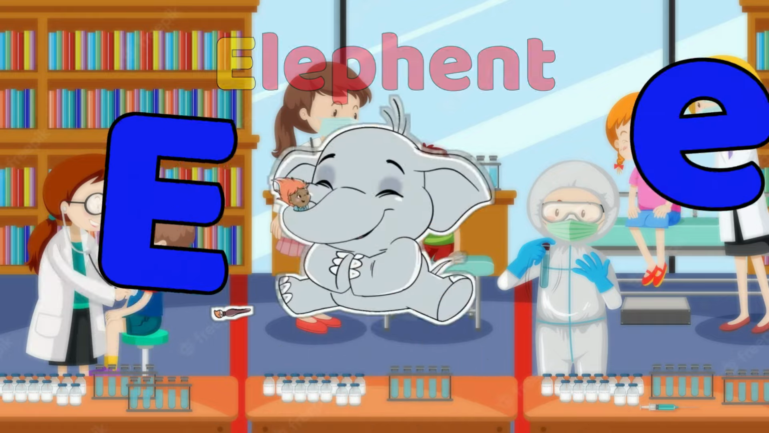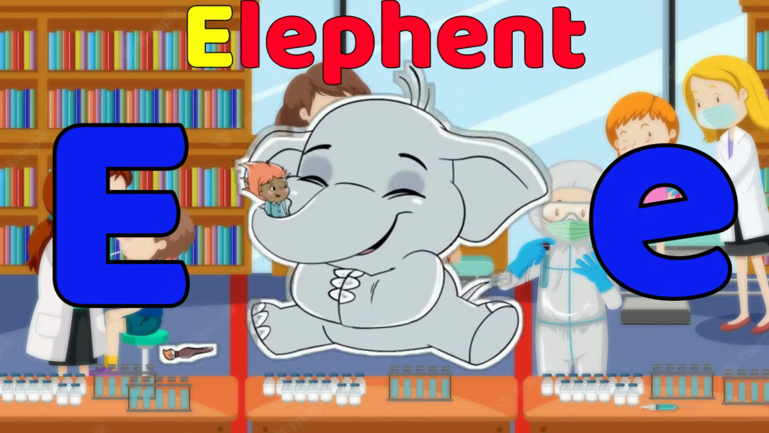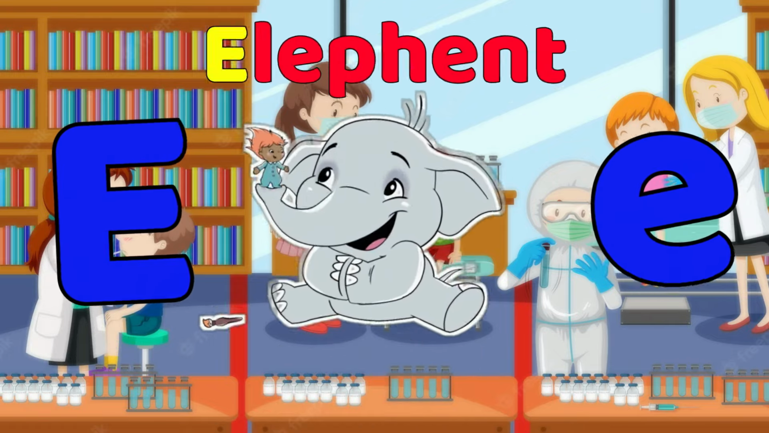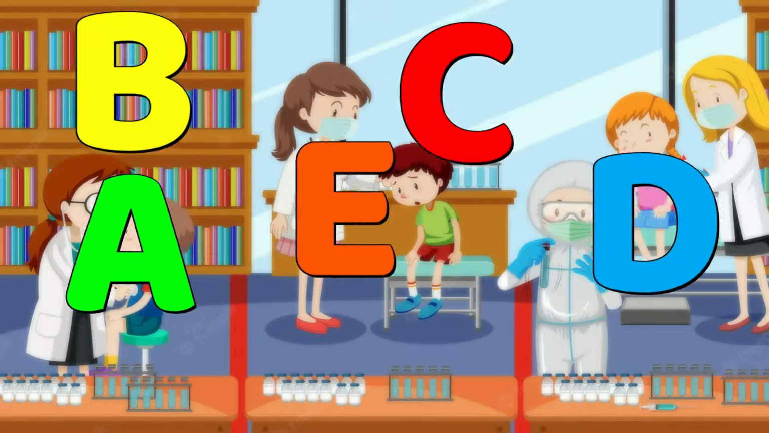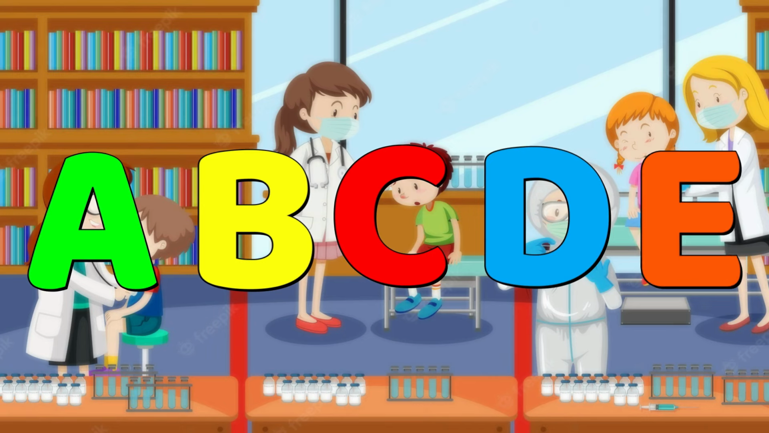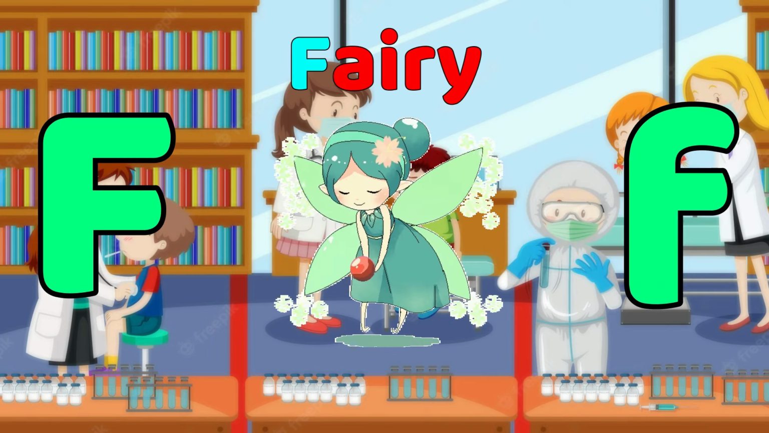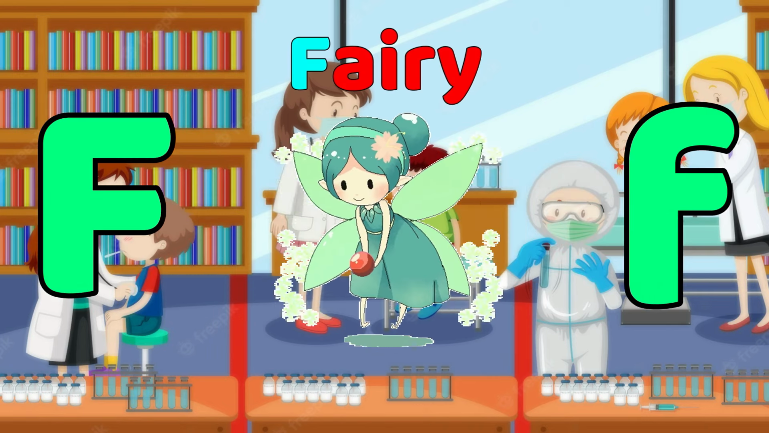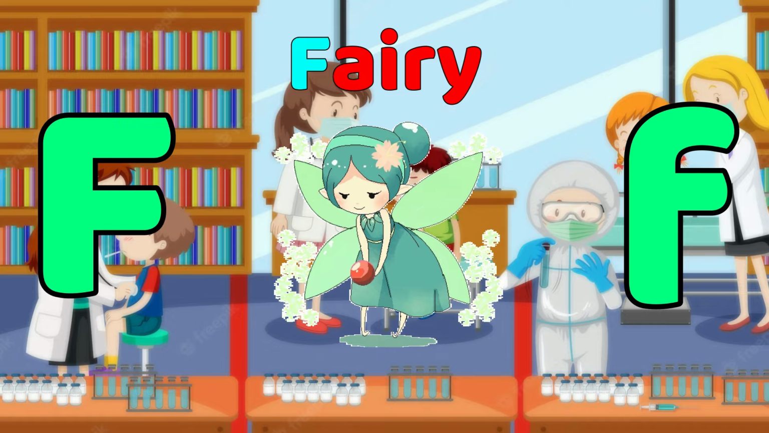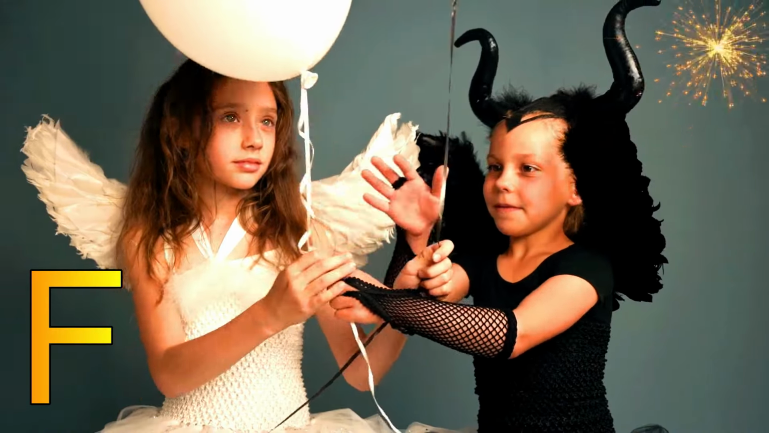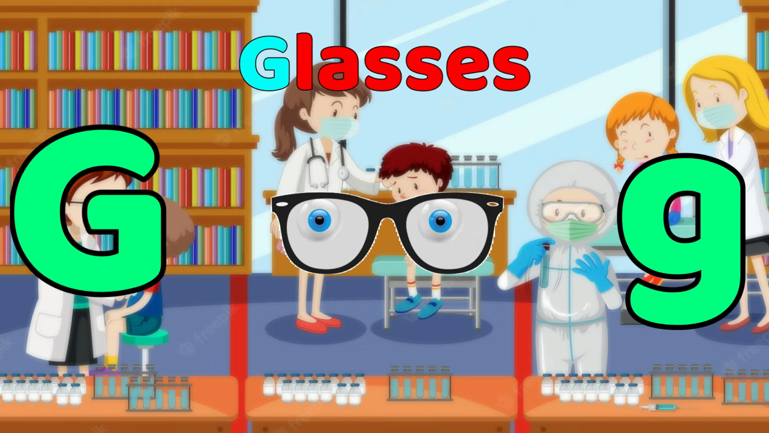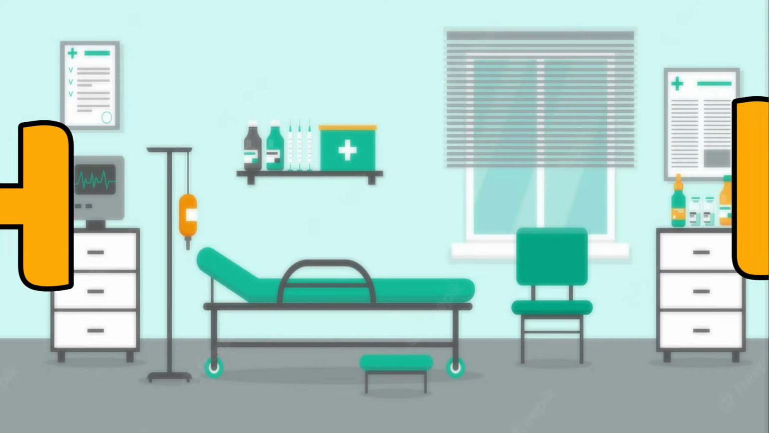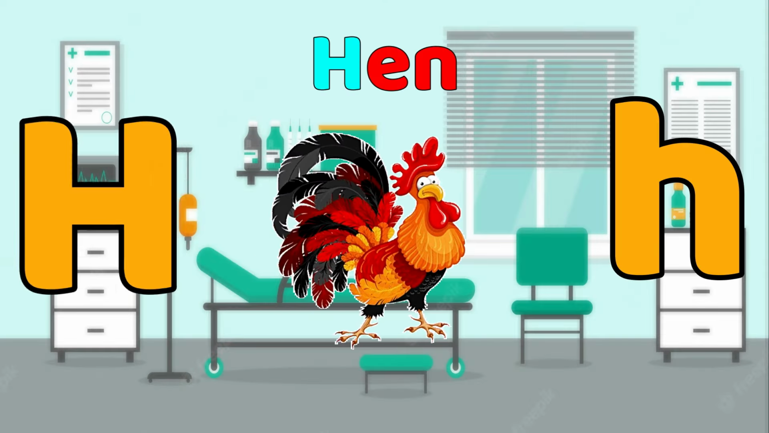E is for elephant, e, e, elephant. E, elephant. F is for fairy, fairy. F, fairy. G is for glasses, g, g, glasses. G, glasses. H is for hand.